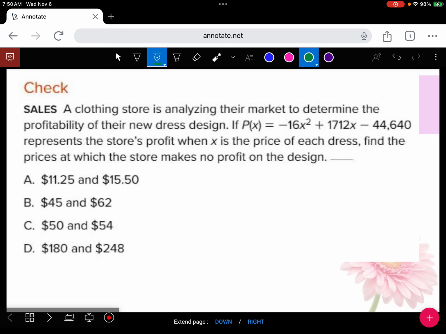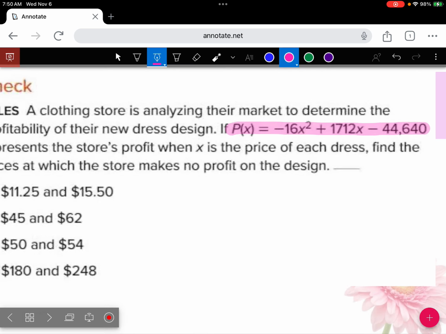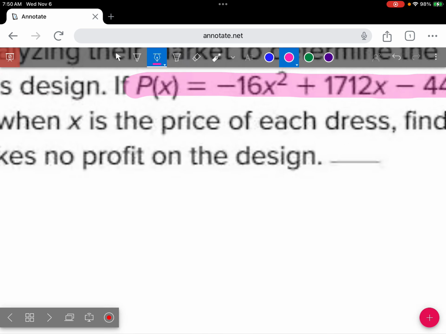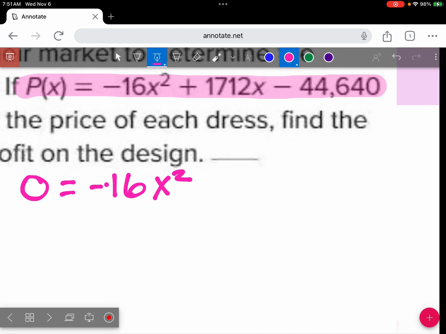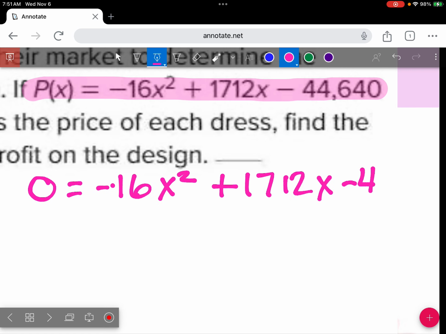So we're looking at this equation here, and they want us to find out when the profit is 0. So when it equals 0 instead of the P of x: minus 16x squared plus 1712x, ew, minus 44,640, ewer. That's worse. Super gross. But they want us to find those zeros, those roots, those x-intercepts. That's when they make no profit. So as long as they keep their prices between there, they're going to turn a profit.